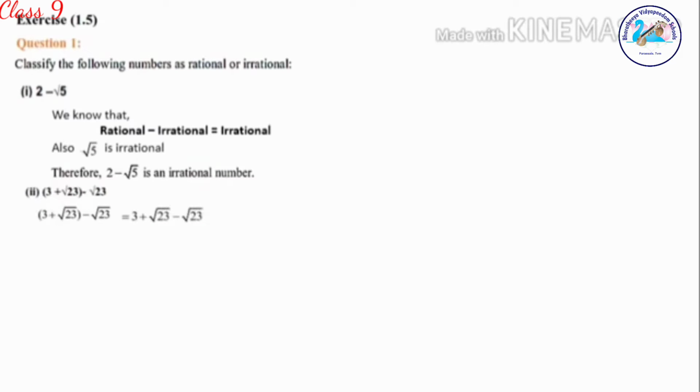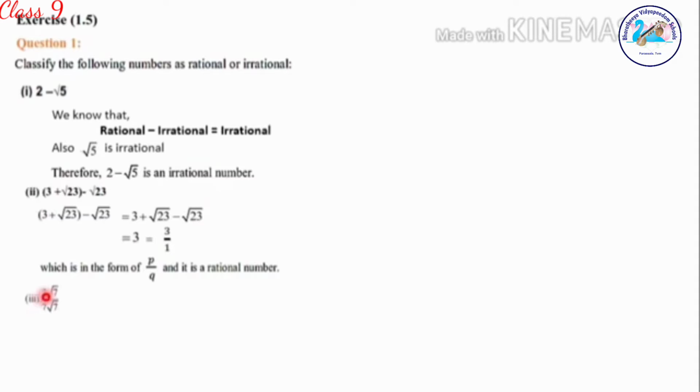The given number is equal to, just remove the bracket, 3 plus root 23 minus root 23. Here root 23 and minus root 23 can be cancelled, opposite signs. So the final answer we will get is 3. This 3 we can write as 3 by 1. This is in the form p by q. Therefore the given number is a rational number. Means 3 plus root 23 minus root 23 is a rational number.